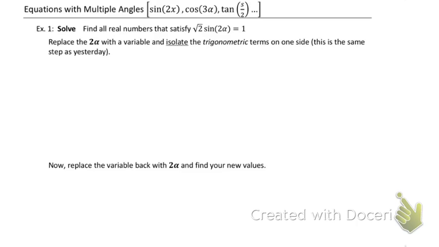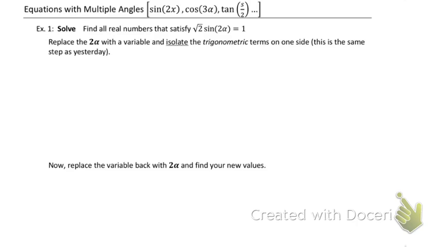All right, the last thing we're going to talk about are equations with multiple angles. This is by far the most missed question on the test every year. And it's because of where you deal with this 2 alpha. You're going to deal with this 2 alpha at the very end. In fact, we're going to forget about this being 2 alpha.